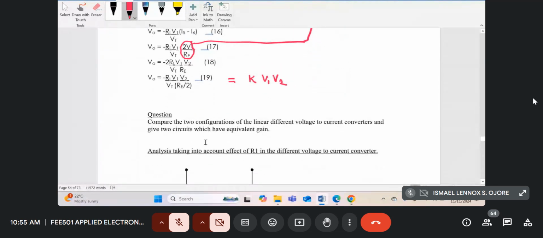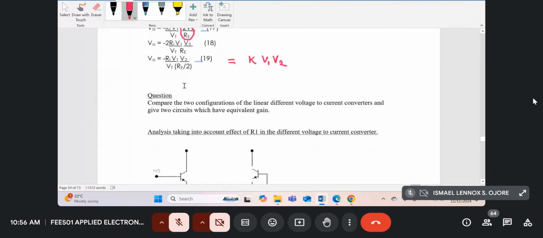So I've given a simple exercise here. Compare the two configurations of the linear differential voltage to current converters and give two circuits with equivalent gain. So it's just application of equation 19 and the other equation. So if you want them to have the same gain, then for this design, the second design which we've done just now, the RE must be twice the first one. So just a simple exercise.